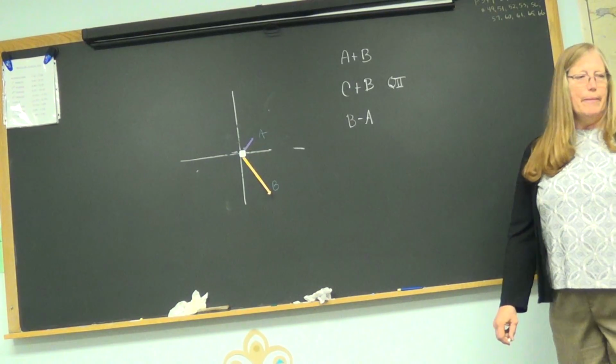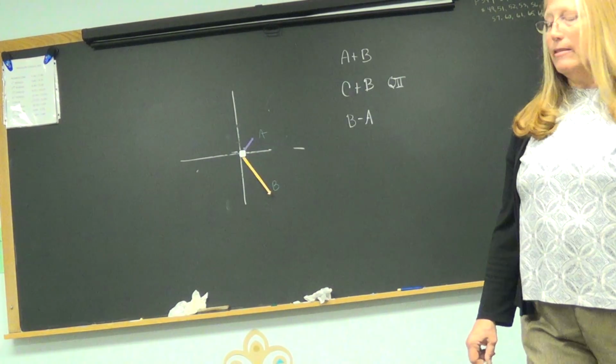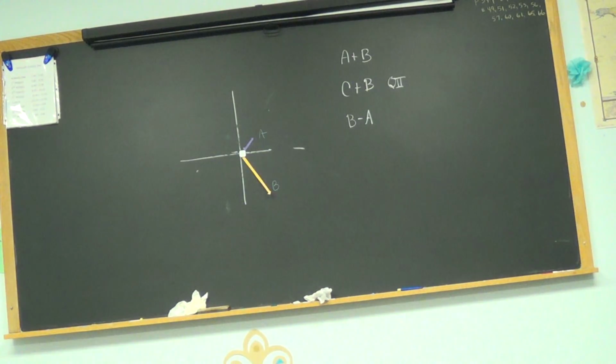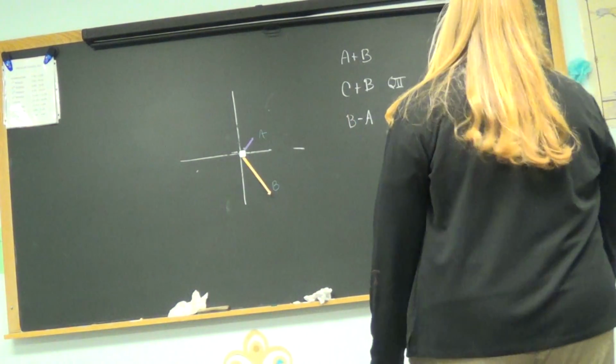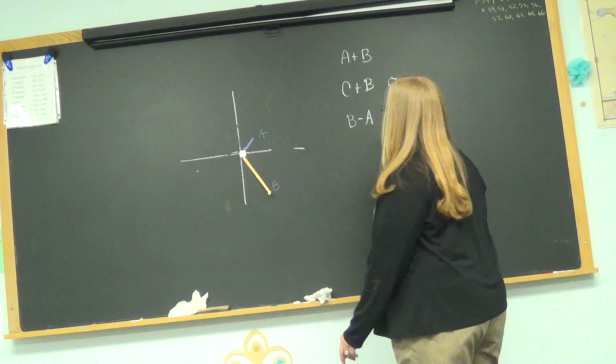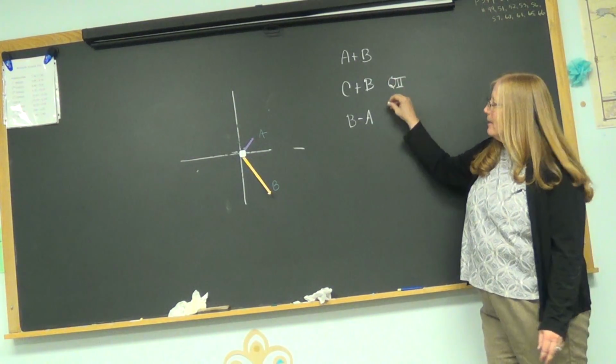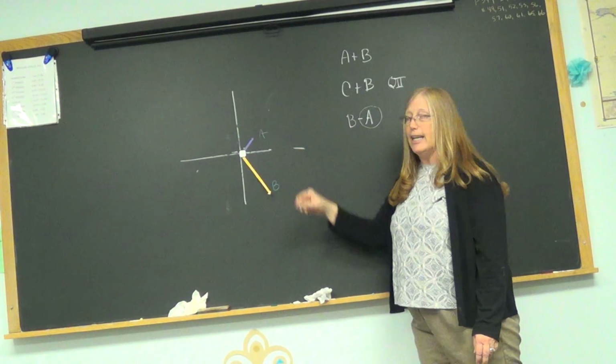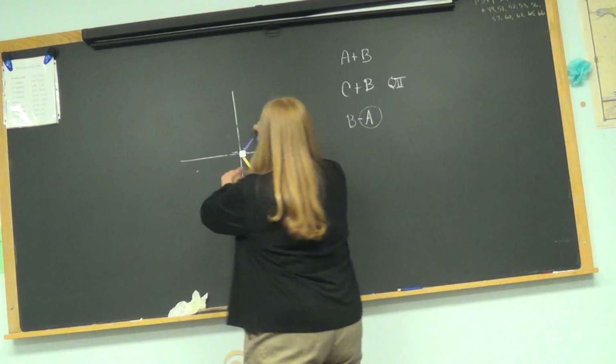Have you got it set up? So you have B pointing down into the fourth quadrant and A pointing up into the first? Yes. Alright, let me teach you B minus A. We're going to do it pretty much the same, except we have to work with the minus part first. This is A. Let me show you what minus A is.